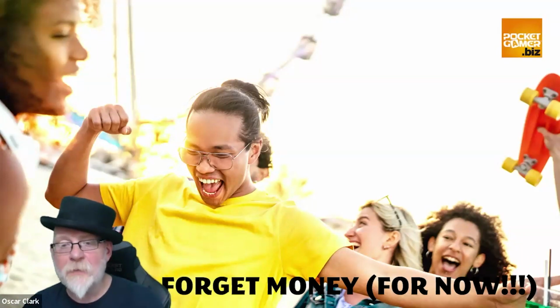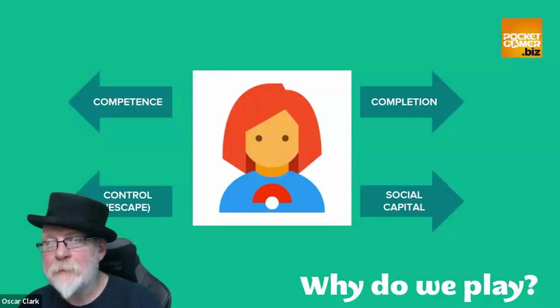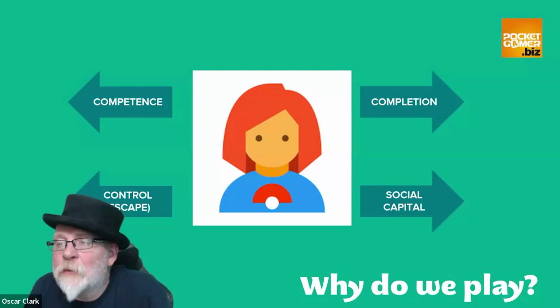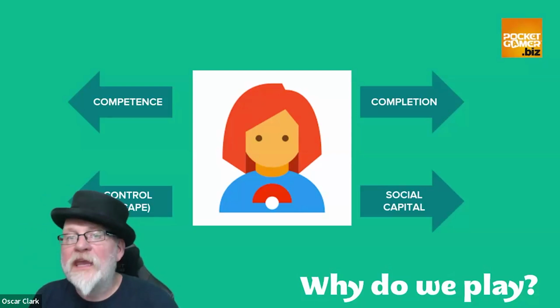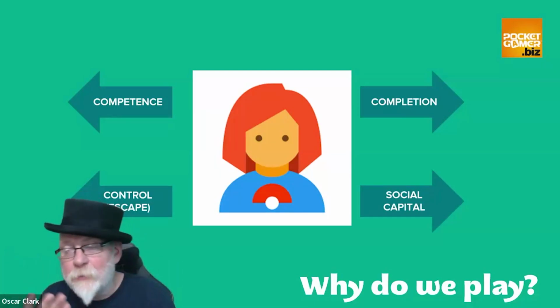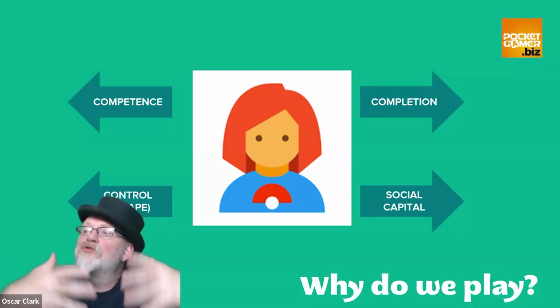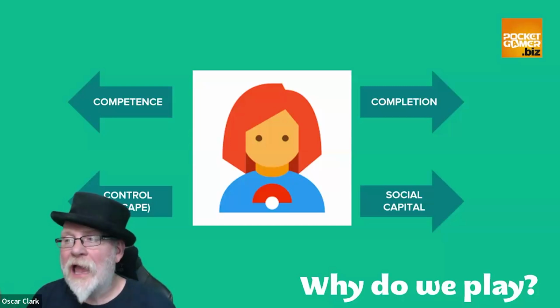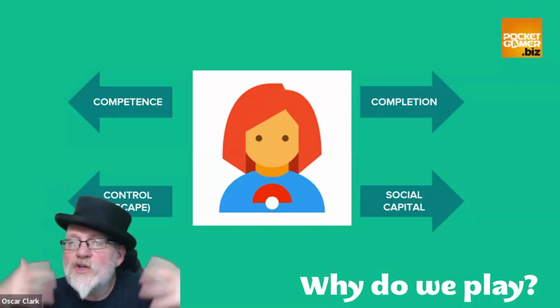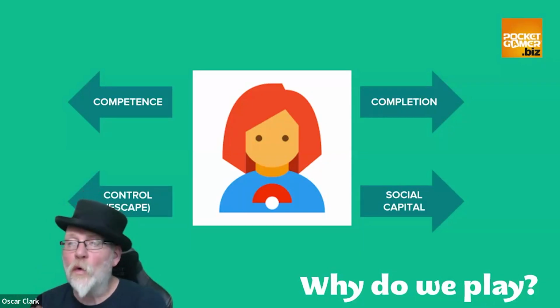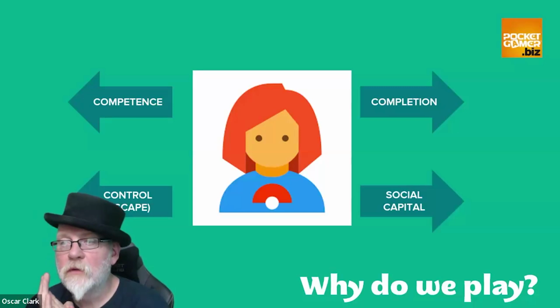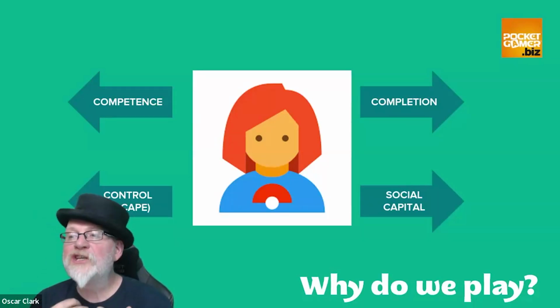And how do we know that? Why does that matter? Well, let's look at why people play games. We play because there are some things that we get out of it. We get a sense of competence. We get a sense of completion. We get a sense of control or escape. They're both sides of the same coin. We are controlling something, which is an escape from our normality. These are emotionally driving factors that apply to almost any game. And we cannot ignore one of the other elements, which is the principle of social capital. So why do I like this?